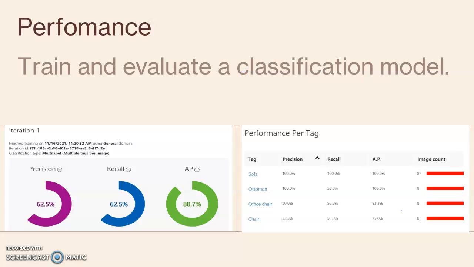Performance. When we tested our vision model, this is the result which we got, wherein 62.5% is the precision, 62.5% is the recall, and 88.7% is the AP, and you can see the performance per tag too, how much each tag performed in this vision service.